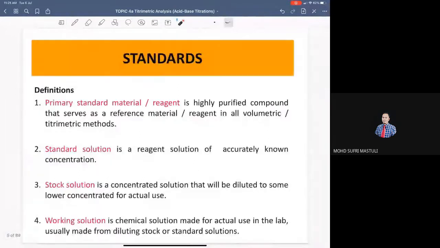Before we go into detail for each type of titration, there are some basics that you have to understand. The first one is standards. What are standards? When we do the analysis in the laboratory, we will use different types of solution. We can use a standard solution, a stock solution, or a working solution. So in this slide, you should understand the meaning or the definition of each type of solution.